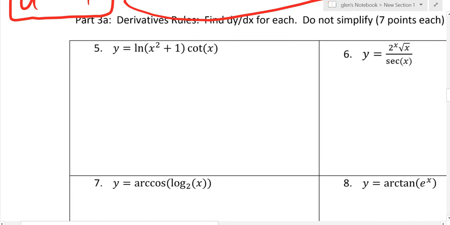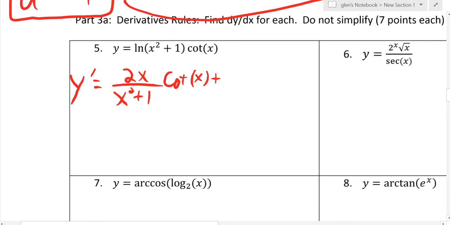All right, so here. Remember, we're really deriving both sides of this equation, but once you have y equals something, when you derive y, you just get y prime or dy dx. I'm going to write y prime. We have to do the product rule here. Product rule says derive the first thing, which is ln of x squared plus 1. That is 1 over x squared plus 1 times the derivative of the inside, which is 2x, and you multiply that by cotan x plus.